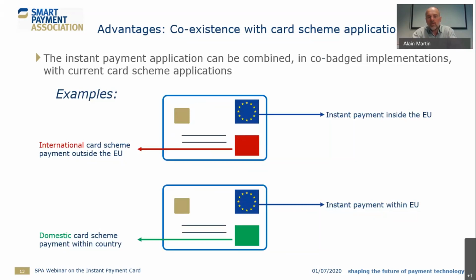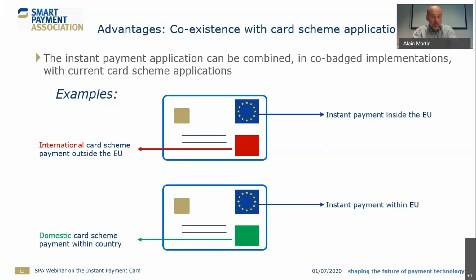We have here two examples, using the plastic card in this case, where the solution lends itself to co-badging an instant payment European application with an existing application of an international scheme, in which case you could imagine that if you travel outside of Europe, you'll use the international scheme part of the card, and if you pay within Europe, you'll use the instant payment scheme for that purpose.